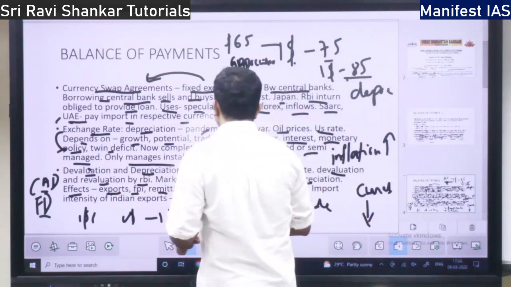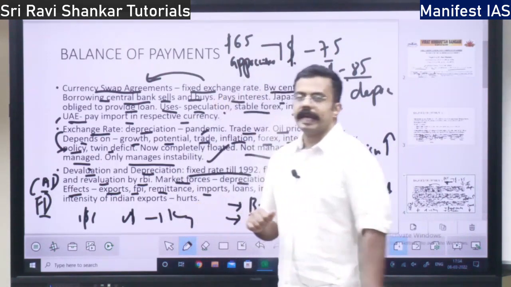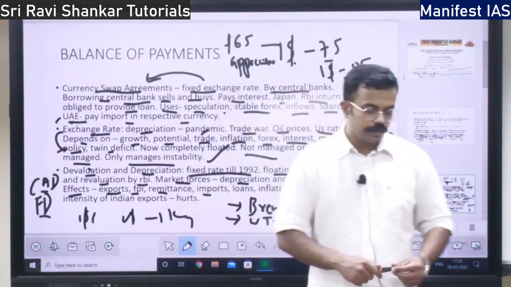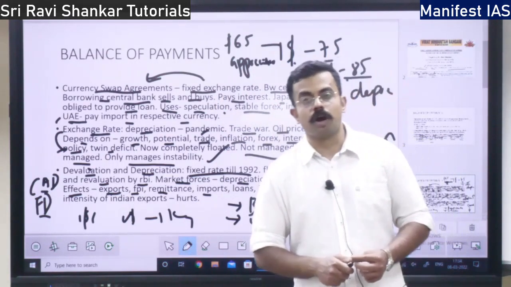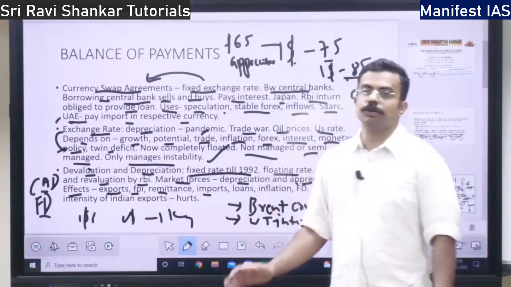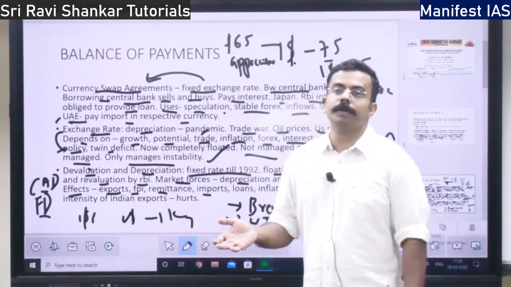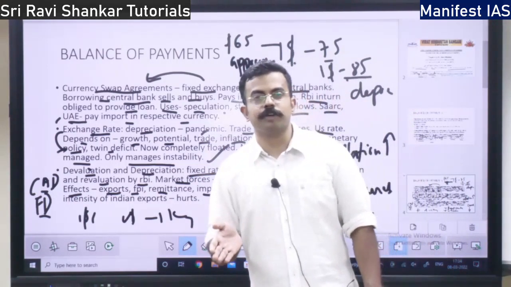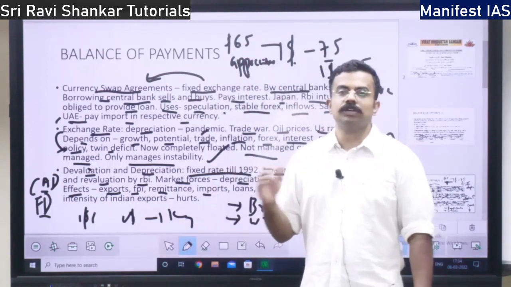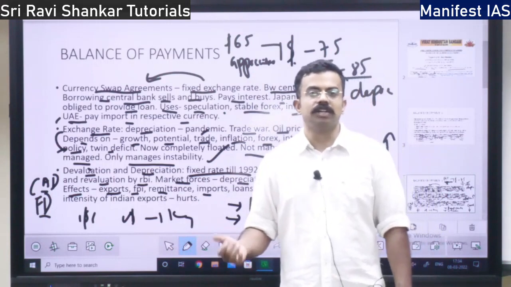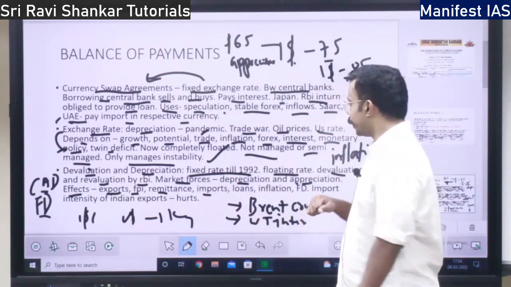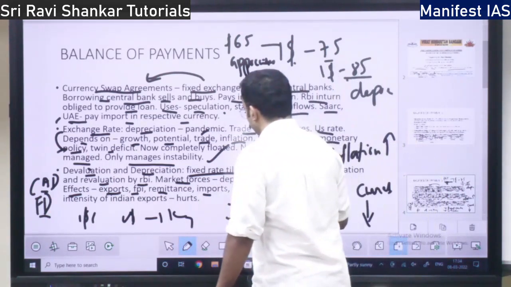Apart from that, if the currency depreciates, imports are going to reduce because imports will become costly. The rupee was 75 rupees, now it becomes 100 rupees. So if we have to buy oil, the same oil is costlier. So imports are hampered.